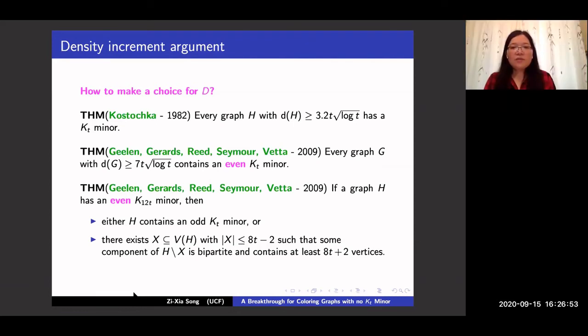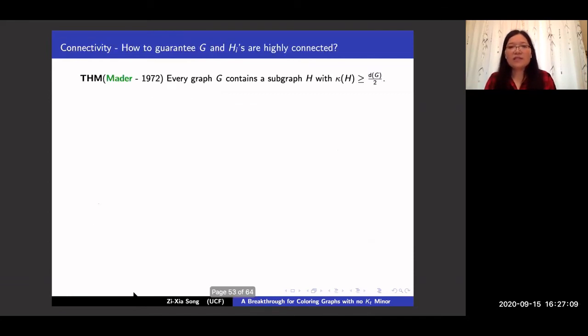And you might be wondering, when I do linkage, when I try to find a larger clique minor through these smaller ones, I never mention the connectivity of my graph, right? Why are my graphs highly connected? So you may want to see why my graph G and the H_i are highly connected. Fortunately, we do have a theorem ready for us to use. Mader proved back in 1972, every graph G contains a subgraph H with connectivity at least density divided by 2, right? We knew this one.